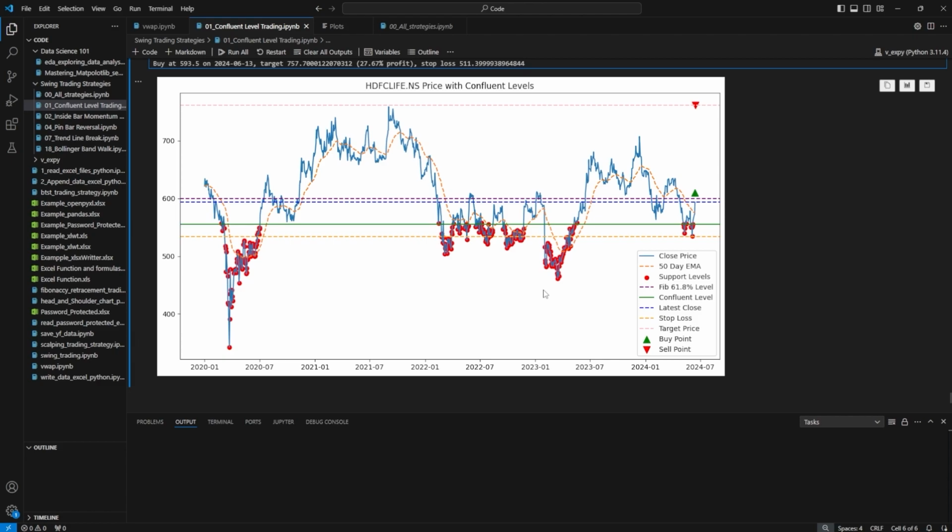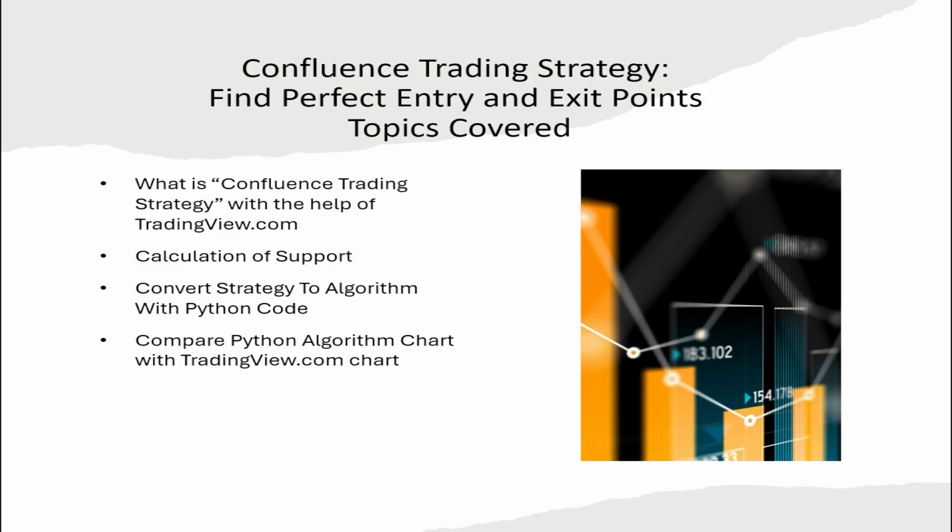But I would not recommend working on the daily level data, but more on, let's say, 1 hour data, so that it's more specific when to make the entry and the exit. So we covered what is confluence trading. We have also covered the support calculation for the 25th quartile. We also went through the strategy of the algorithm with the Python code.